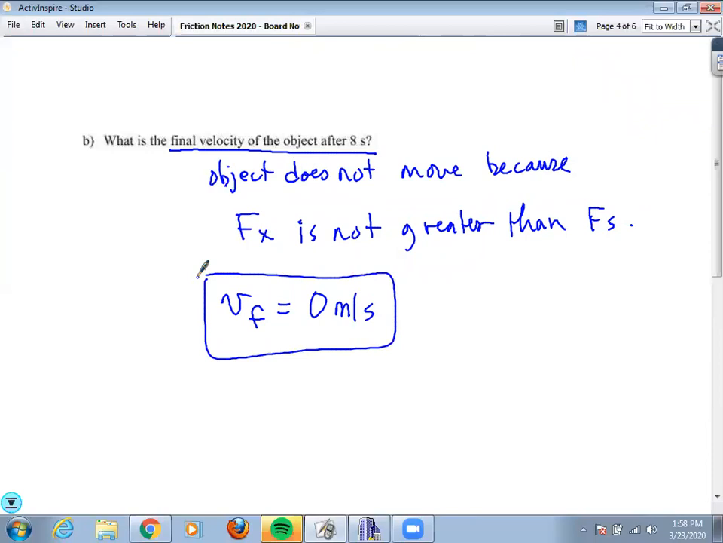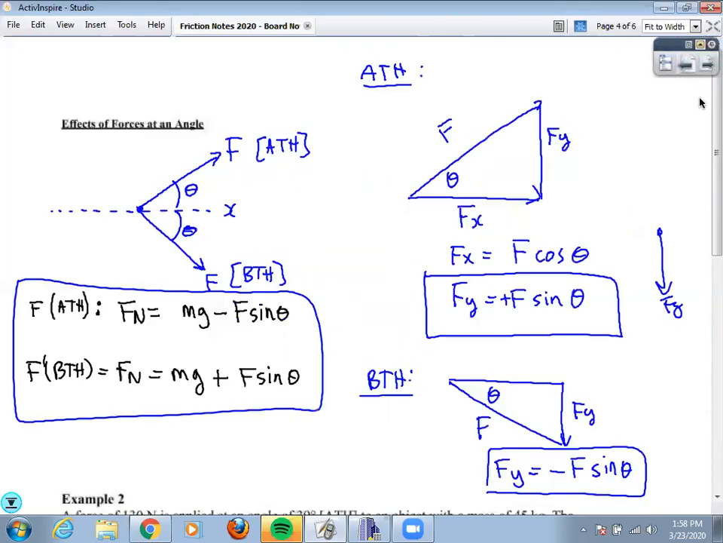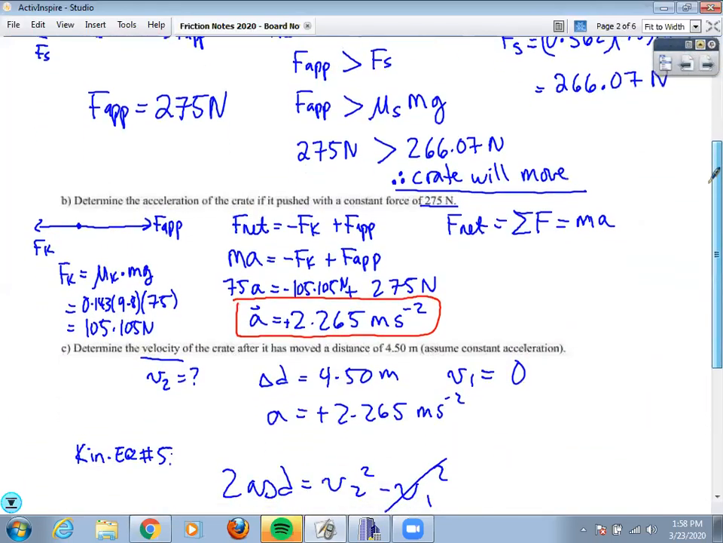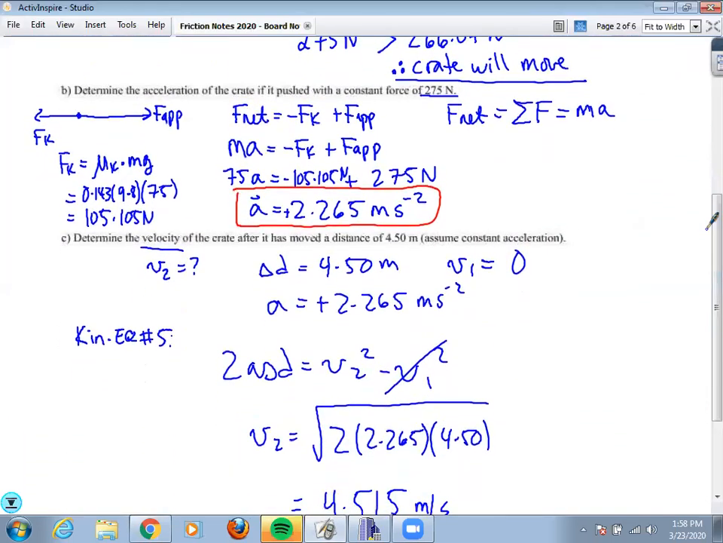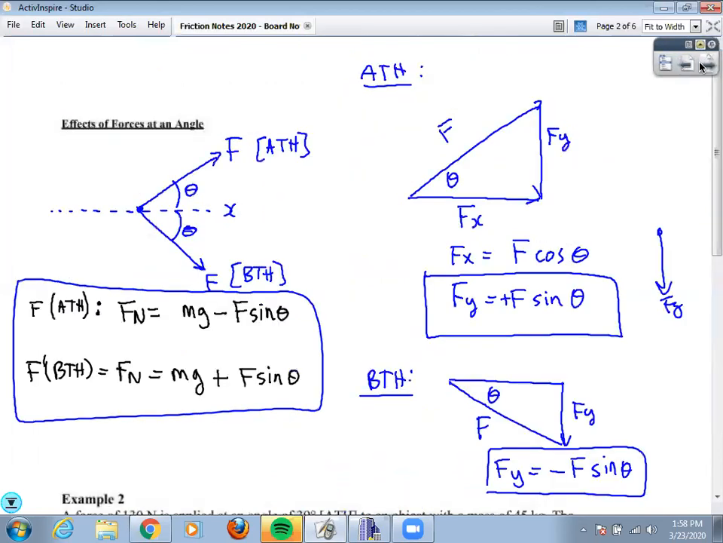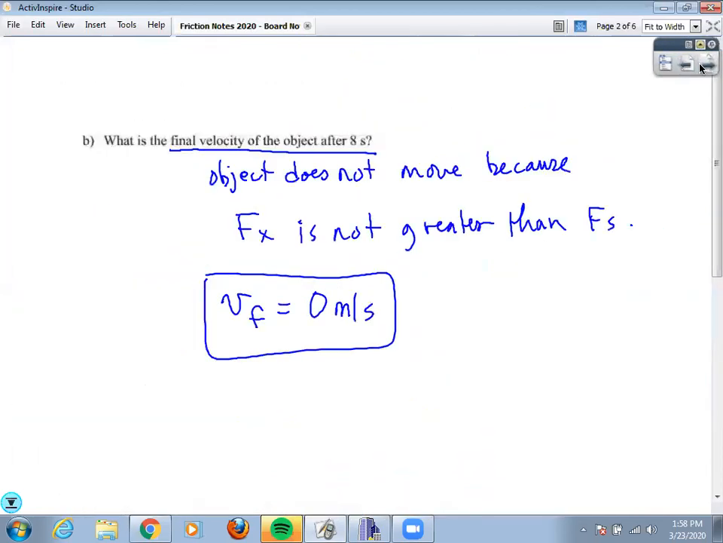Now, if the force was bigger, if Fx was bigger than the static friction, then you would go back and do part B and part C to find the acceleration of the crate or the object and then the velocity if it actually moves. But in this case, it doesn't move because Fs is bigger than Fx.